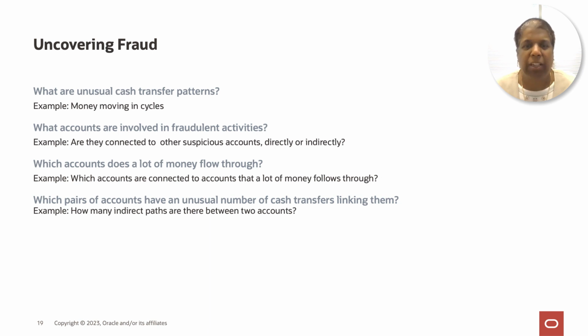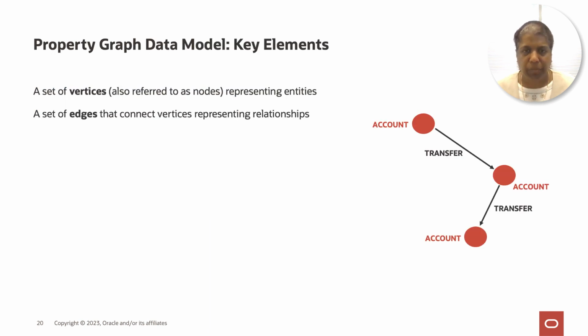So that's a pattern. And which pairs of accounts have an unusually high number of cash transactions happening between them. So we're going to see how we will model the two tables as a graph so you can answer some of these questions. So first, a little bit about the graph data model, or specifically the property graph data model.